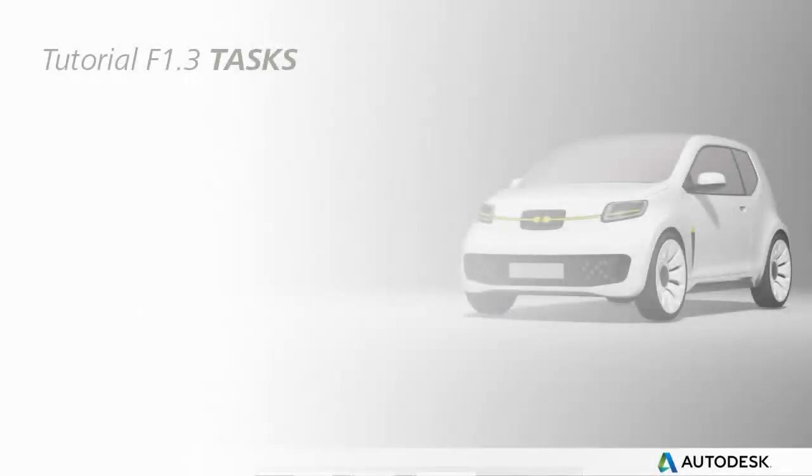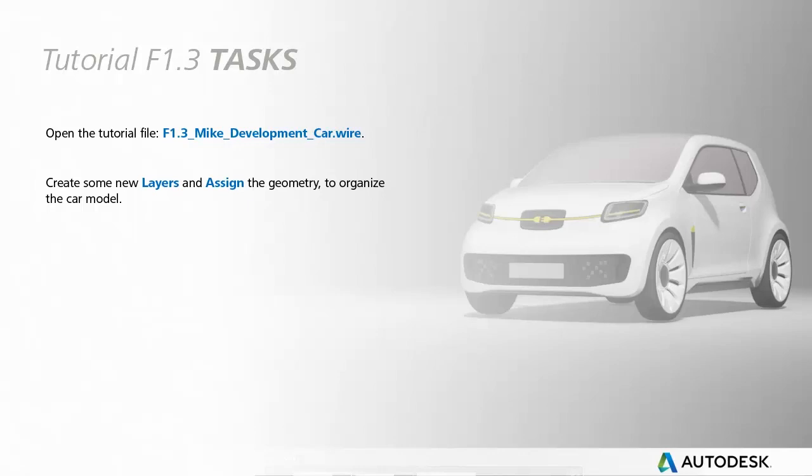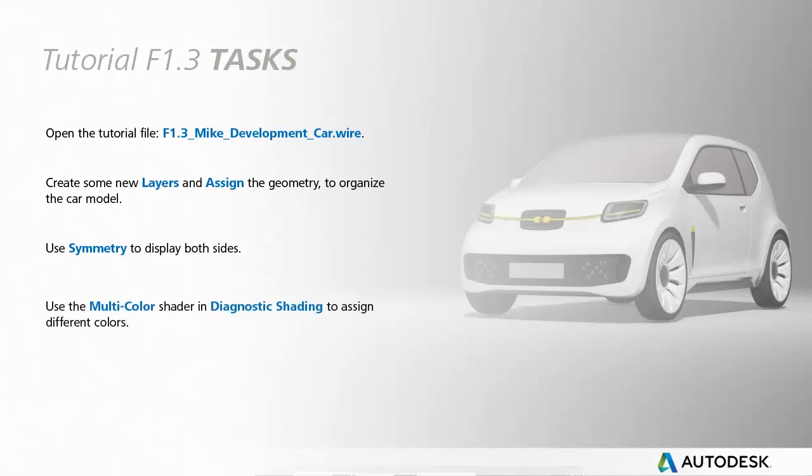So your task for this tutorial is to open up Mike's car design, create some layers and assign the geometry, use the symmetry to display both sides of the car, and then use the multicolor shader to give the car some color. And don't forget to save the file at the end so that you can use it in later tutorials.